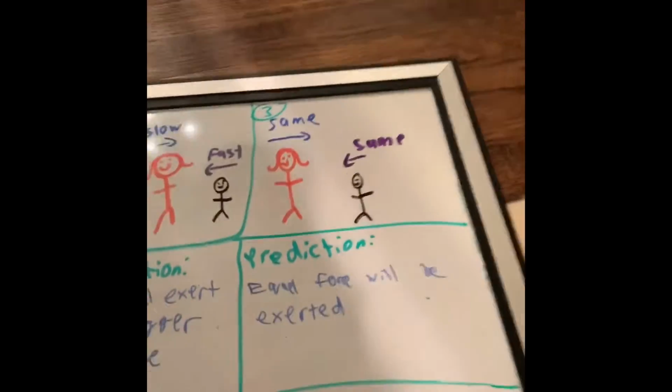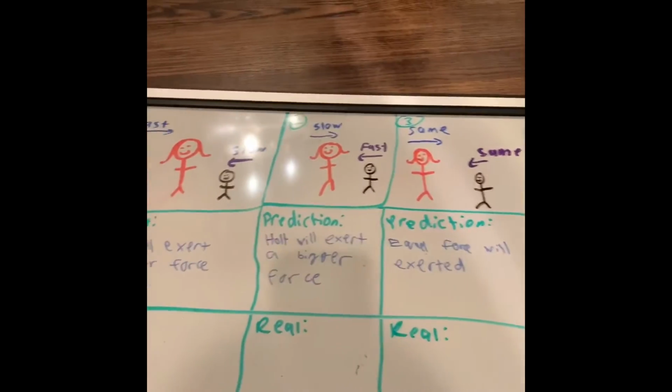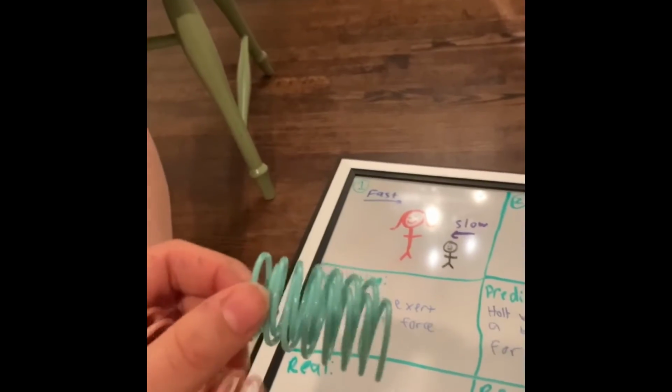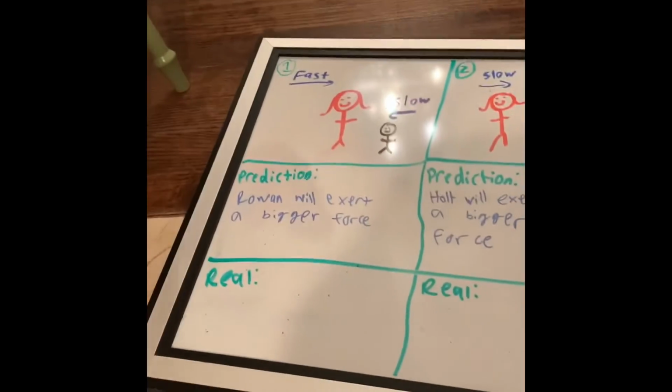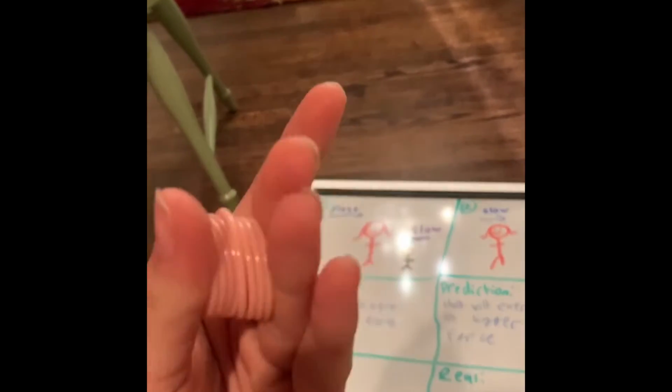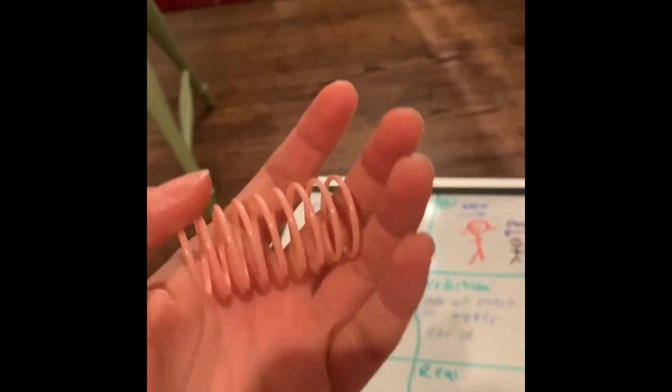Here's how we are going to test this hypothesis. We have springs here. Holt is going to have one spring, I will have another spring. The springs represent the force. So the amount the spring compresses is the amount of force there is. Okay, let's go. We realized that if we just run into each other, it's going to be hard to make the springs align exactly.